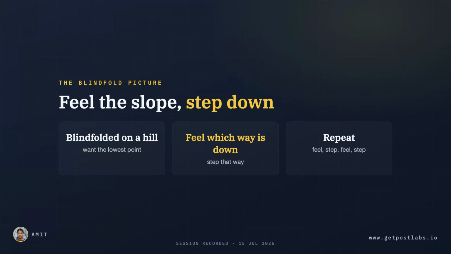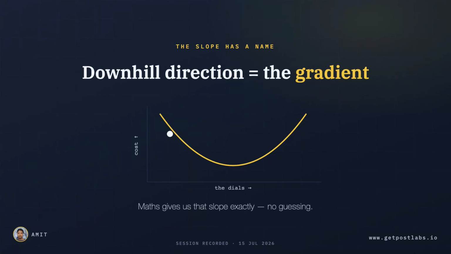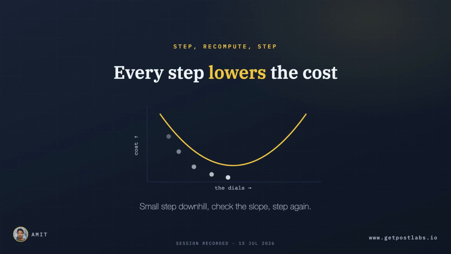Then you feel again and step again. That slope, which way is downhill and how steep, is called the gradient. The good news, maths hands us that slope exactly at any point on the valley, no guessing. So we take a small step downhill, recompute the slope, take another step. Every single step lowers the cost a little. The line gets better each time.